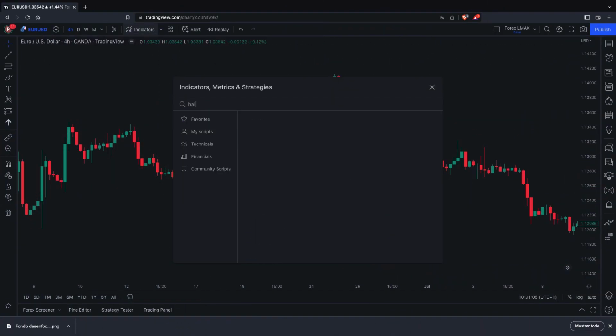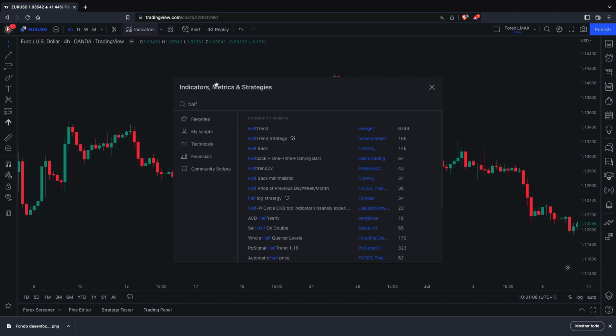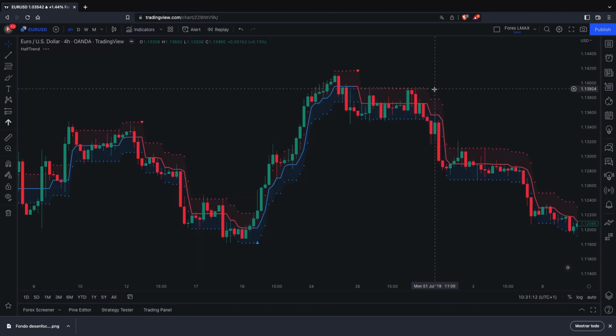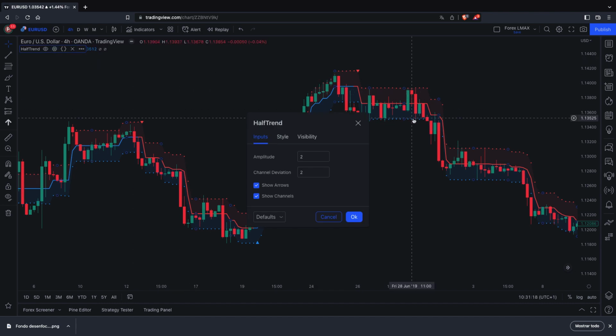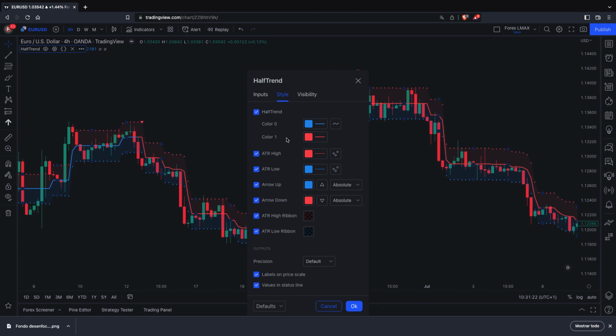HalfTrend indicator by Evergate is based on average true range, ATR, and it's similar to the supertrend indicator. HalfTrend gives an accurate reading about an ongoing trend. In addition, it also provides entry signals and also indicates zones where we can place the stop loss. We will use the default values.